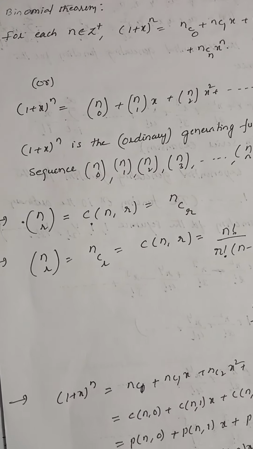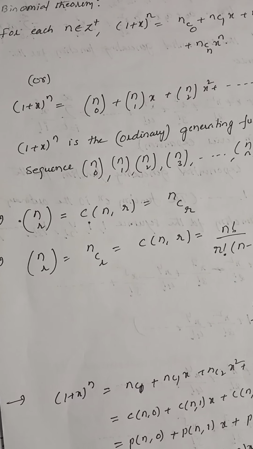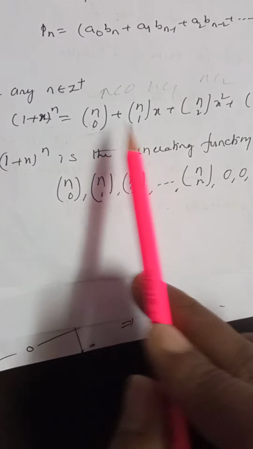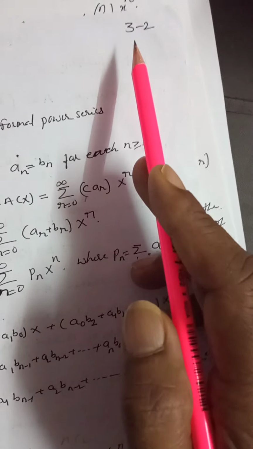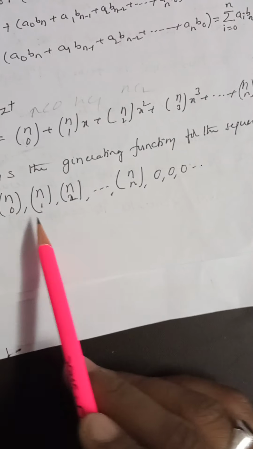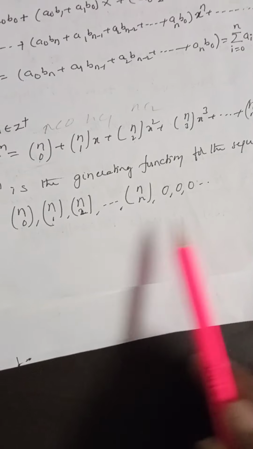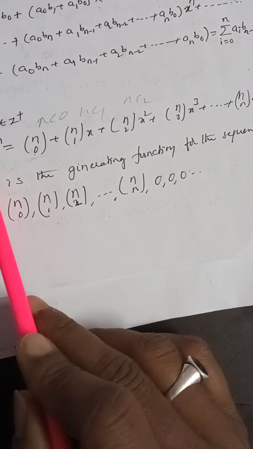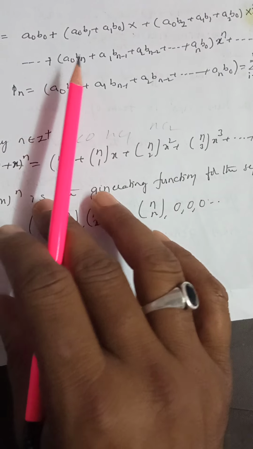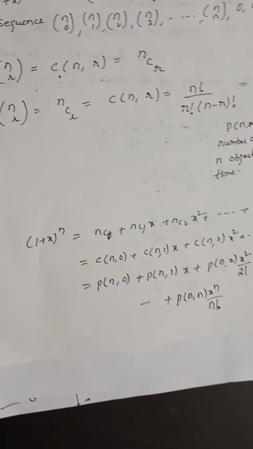Now if you want, you can check this one, right? See, here (1 + x)^n, at the beginning of the chapter, for any set these are the generating functions, these are the terms of the sequence. Here (1 + x)^n is called the generating function, right?